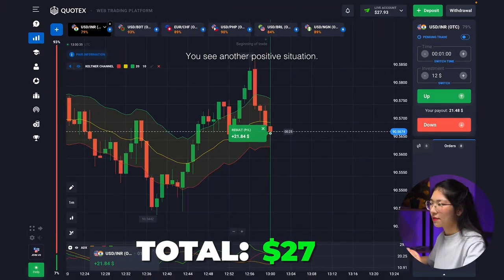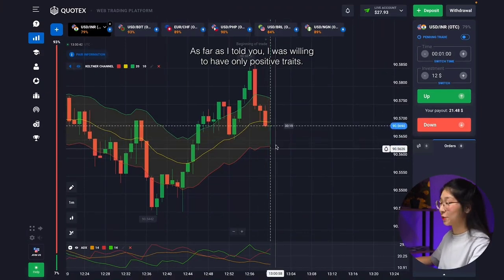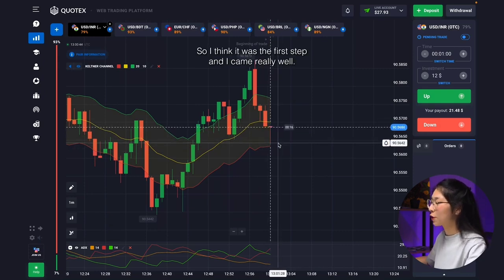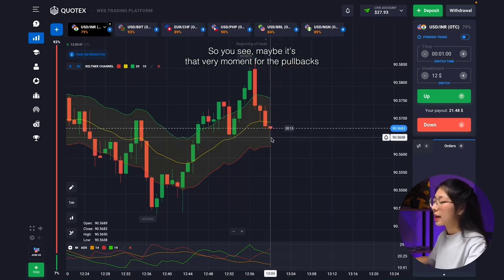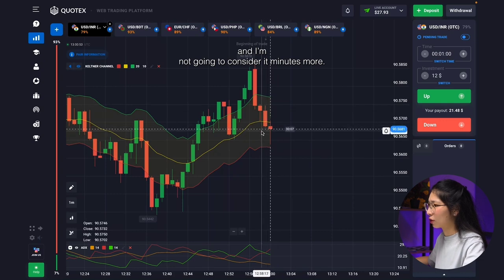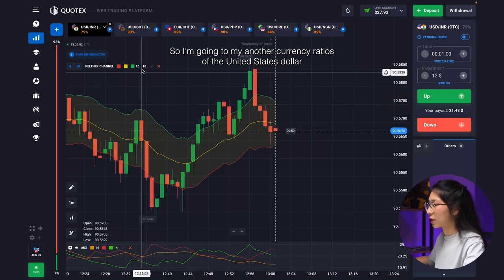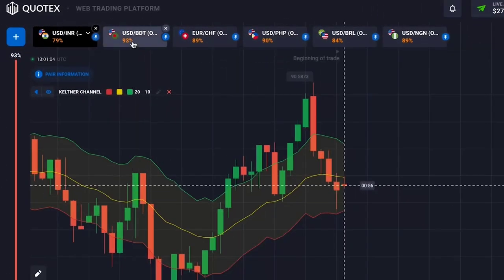Perfect case, guys. You see, in our positive situation, as I told you, I was willing to have only positive trades. So I think it was the first step, and it came really well. Maybe it's that very moment for the pullbacks, and I'm not going to consider it for more minutes. Okay, I'm going to my next currency pair, the United States dollar and the Bangladesh taka.